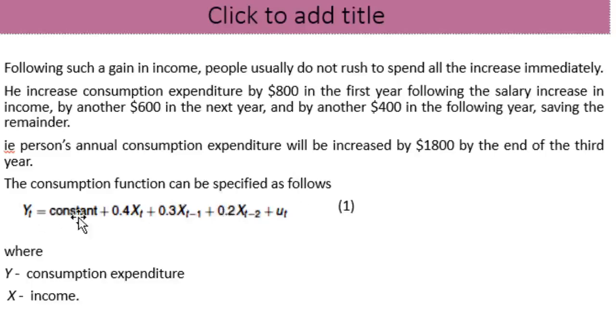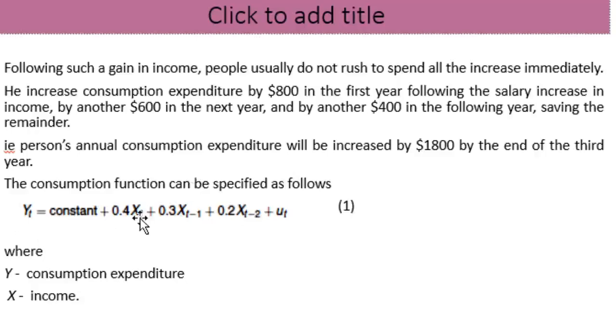Yt equal to constant plus 0.4 xt plus 0.3 xt minus 1 plus 0.2 xt minus 2 plus ut. Likewise, we can specify a model to show the changes in the consumption pattern over the years due to an increase in the income of a person.